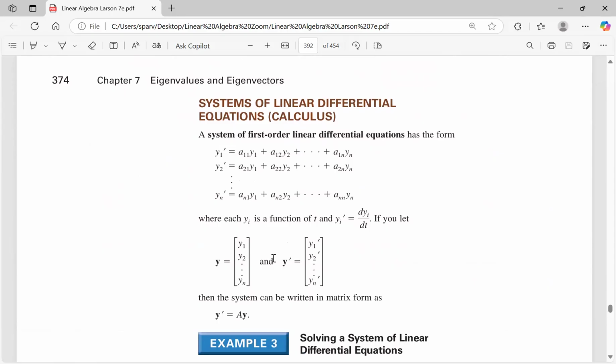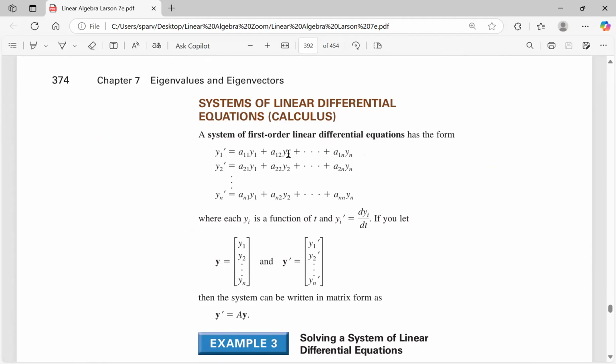The other application is this one. The one that I want to look at is systems of linear differential equations. So this says calculus, but it's really differential equations. But anyway, what we want to do is solve this system. Now, the system that you see here is called a first order linear differential equation.